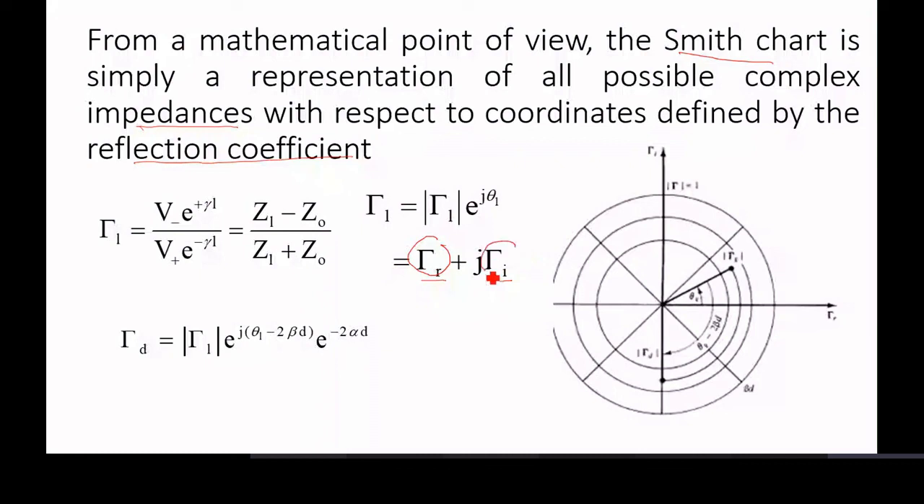It is nothing but x plus jy. So the x-axis is nothing but this gamma r axis, and the y-axis is nothing but the imaginary axis. So this is the imaginary axis, and this part is the real axis. So the reflection coefficient.